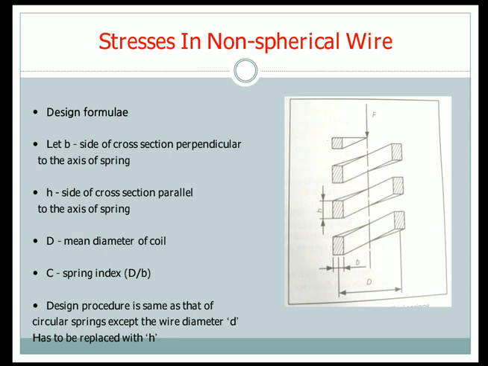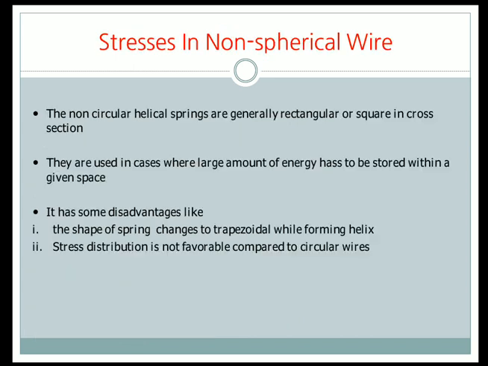Here they have created a helical spring by using a long rectangular wire. The rectangular cross section has h and b as its length and breadth. By using this rectangular wire, they have created a helical spring. Now we shall see how it behaves.